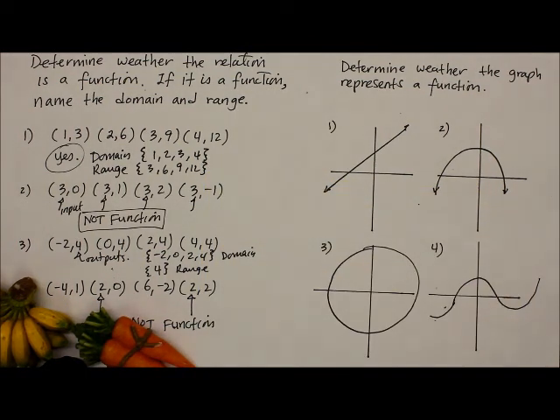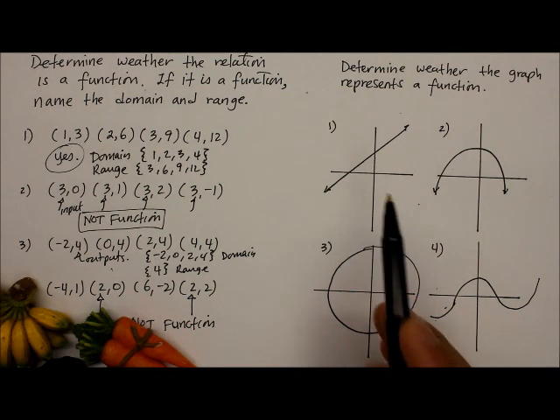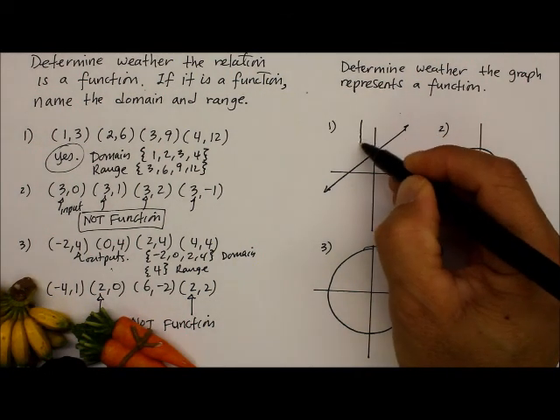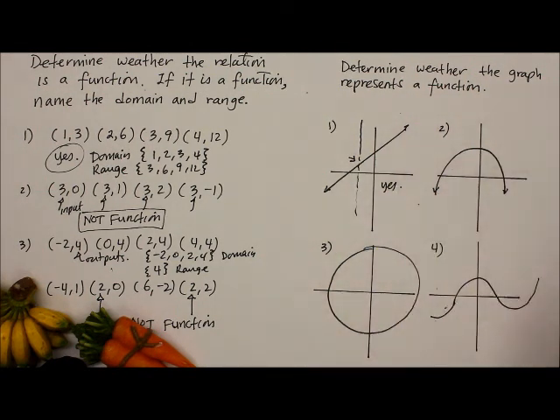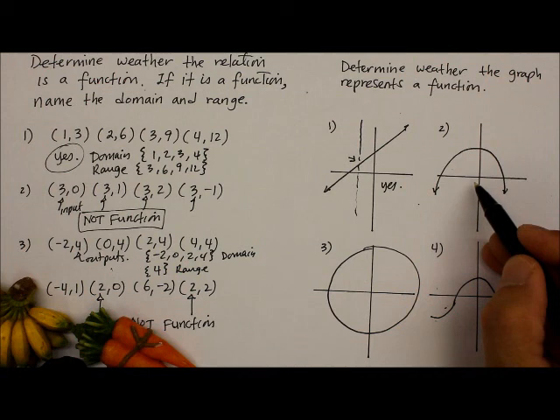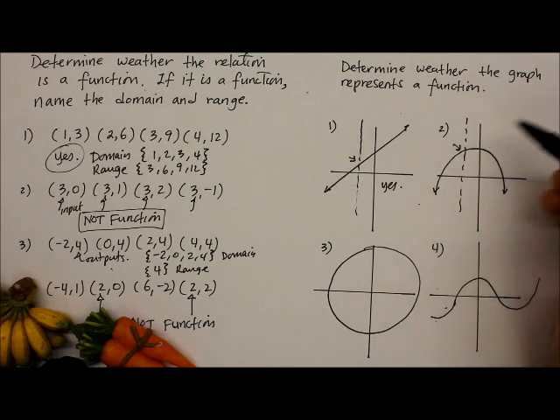So given that, function, not function? Function. Because if you draw a line through anywhere, you should cross it 1 time. Yes. Function, not function? That's right, still a function. Crosses only once. Yes.